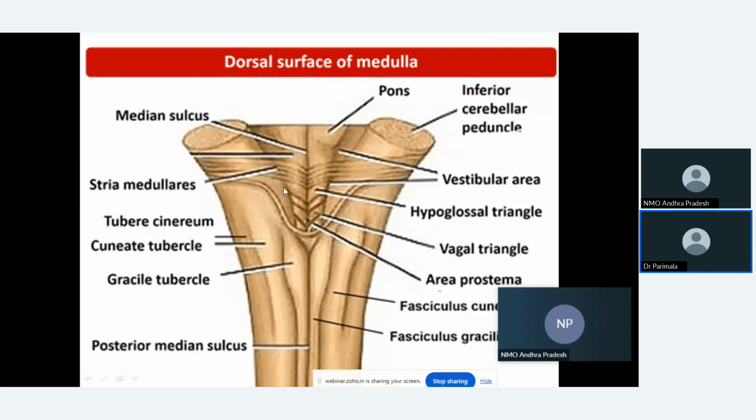This is a posterior view. Why I want to tell the posterior view is that, in order to understand the section, you need to have a little bit of an idea about the external features, so that you can understand what is present internally. So this is a section which is showing the posterior view. This is the posterior median sulcus, which is nothing but the cranial extension of the posterior median sulcus of the spinal cord. So on either side of this, you are able to see fasciculus gracilis and fasciculus cuneatus.